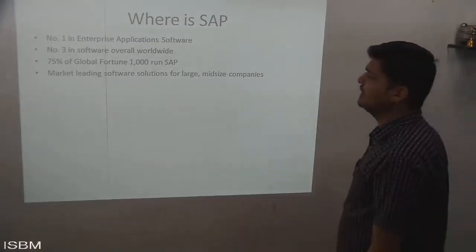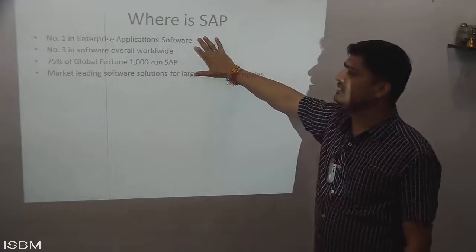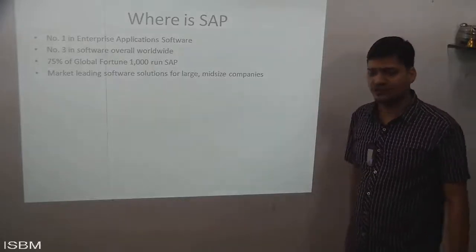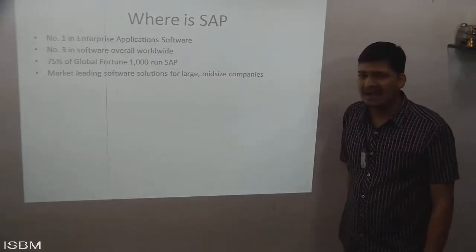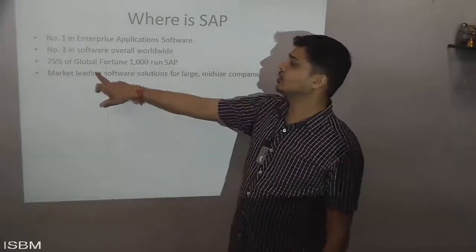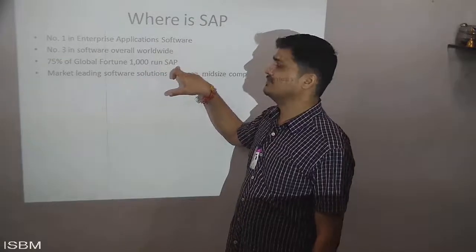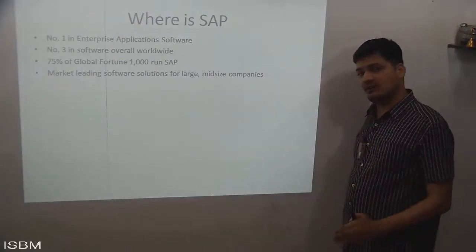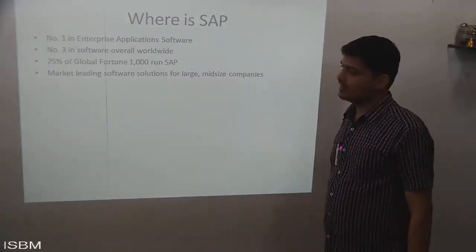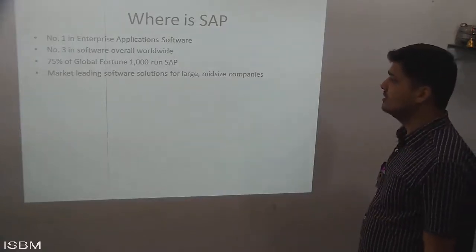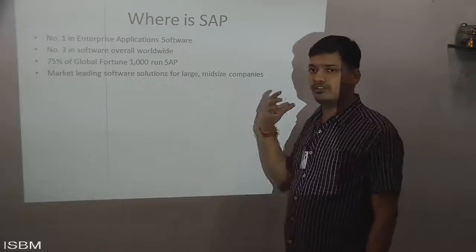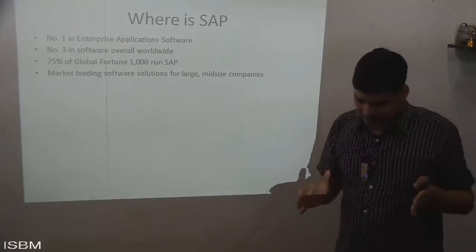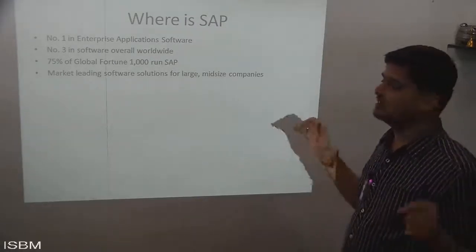Where is SAP? It's the number one enterprise application software nowadays in the market, number three software overall worldwide. You can see that most of the Fortune 500 companies are using SAP nowadays. 75% of the global Fortune 1000 run SAP, so almost 750 out of 1000 companies use SAP. It is the market leading software solution, not only for large organizations; SAP has software for mid-sized and small organizations also.